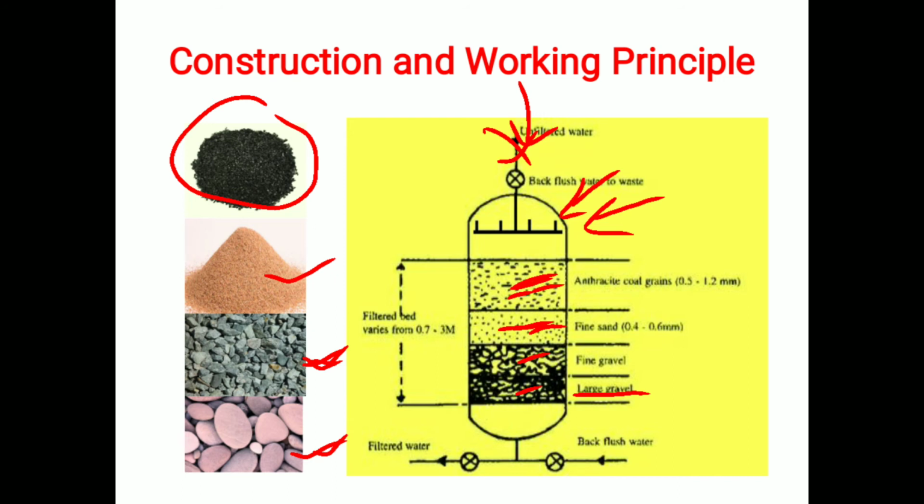Okay, so during normal operation what happens, water comes through this line, entering this nozzle header, and from the nozzle it comes downward like this and then goes through this. Okay, so untreated water is coming from here, and after filtration it is going through this line.